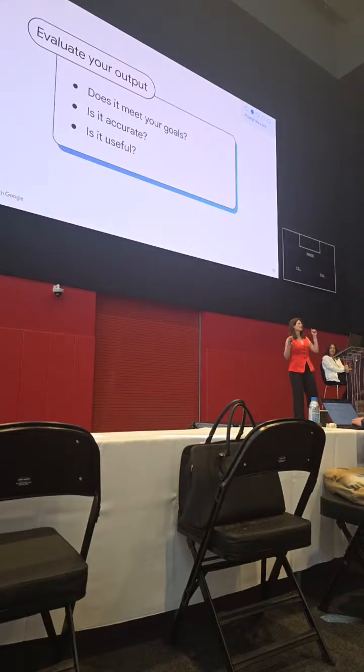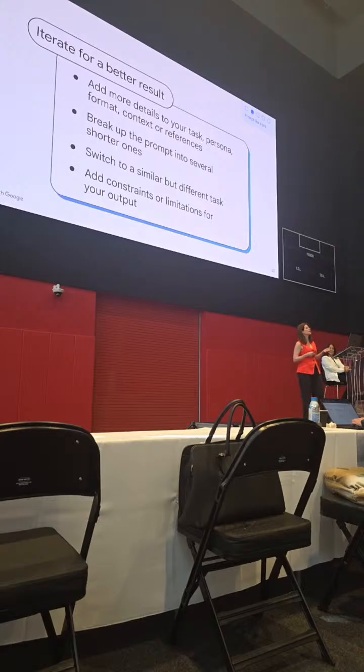Once you've added all of this information into your prompt, now it's time to look at it. You need to think about, does it actually meet your goals? Is it accurate? Is it useful? And if you put all those elements in, it's probably pretty good, but it might not be exactly what you were looking for. And that's where the most important part comes in, and that is iteration. You will not always get exactly what you want out of it every single time, and you need to iterate for a better result.